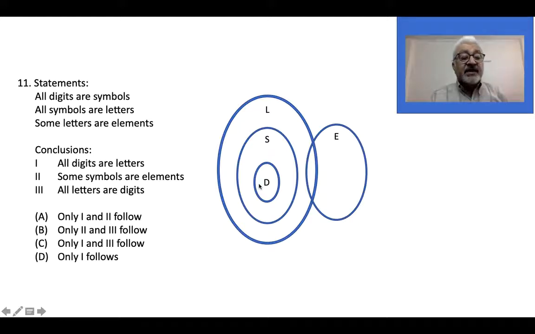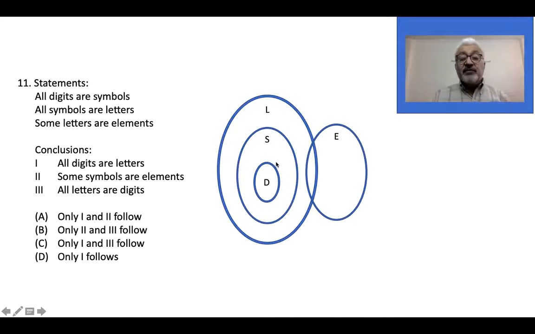And it says that some symbols are elements. Is this confirmed here? No. But as I said, it can be extended here. So it is a possibility. All right. And it says all letters are digits. Letters and digits are of the same size? We don't know. Therefore, this is also not confirmed.